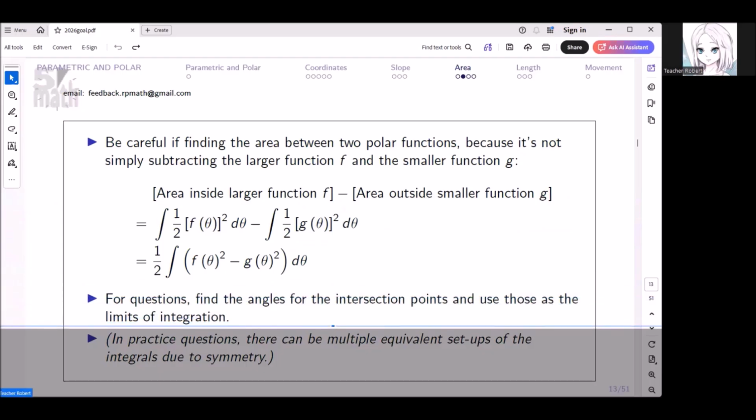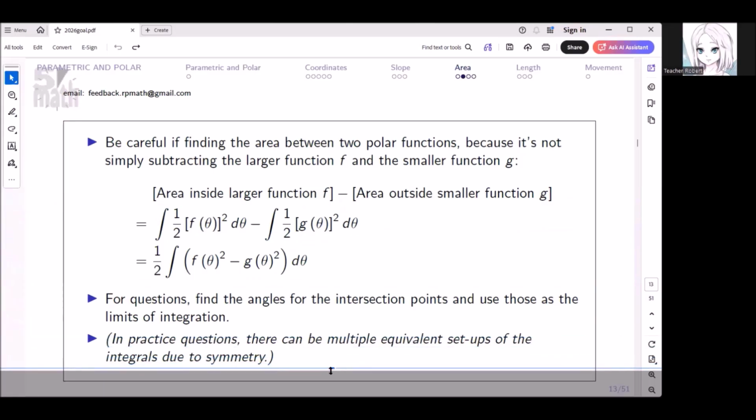For questions, find the angles for the intersection points and use those as the limits of integration. In practice questions, there can be multiple equivalent setups of the integrals due to symmetry.